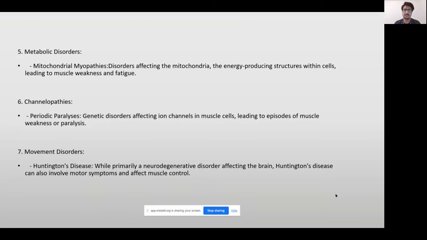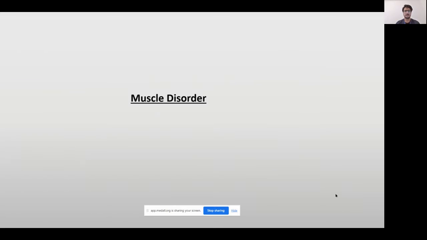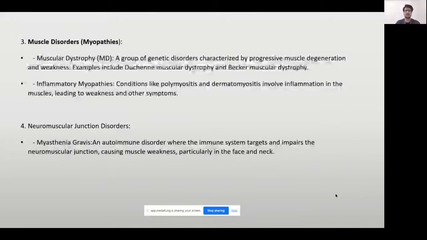Some are channelopathies, for example, periodic paralysis, such as potassium channel induced or hyperkalemic or hypokalemic periodic paralysis, which leads to muscle weakness and paralysis. And lastly, movement disorders such as Huntington disease. It's a neurodegenerative condition, but of course it affects the nerves and muscles and leads to muscle control disorder. Now, as I mentioned, I will be more inclined towards the muscle disorder itself, which is myopathy.